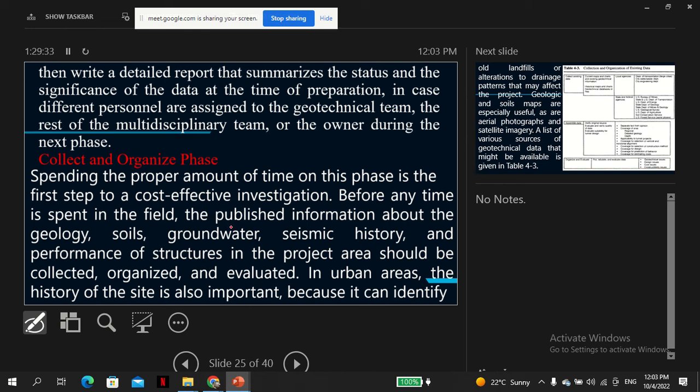So again, collect and organize a phase. I think I need to finish. We won't take a break. We need to finish. So, collect and organize phase.